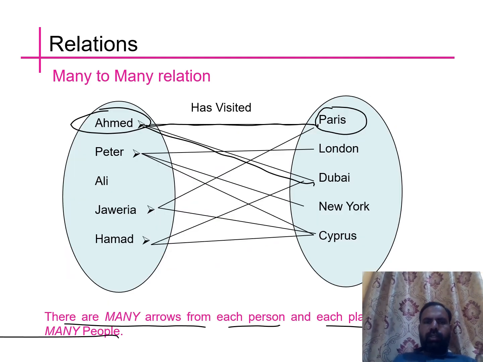Many to many relations, if we display it in a diagram: Ahmed has visited Dubai, Ahmed has visited Paris. Peter visited London, New York, and Cyprus. Similarly, Javeria has visited Paris and Cyprus. And Hamad visited Dubai and Cyprus. So there are many arrows from each person to each city. This is the example of many to many relations.